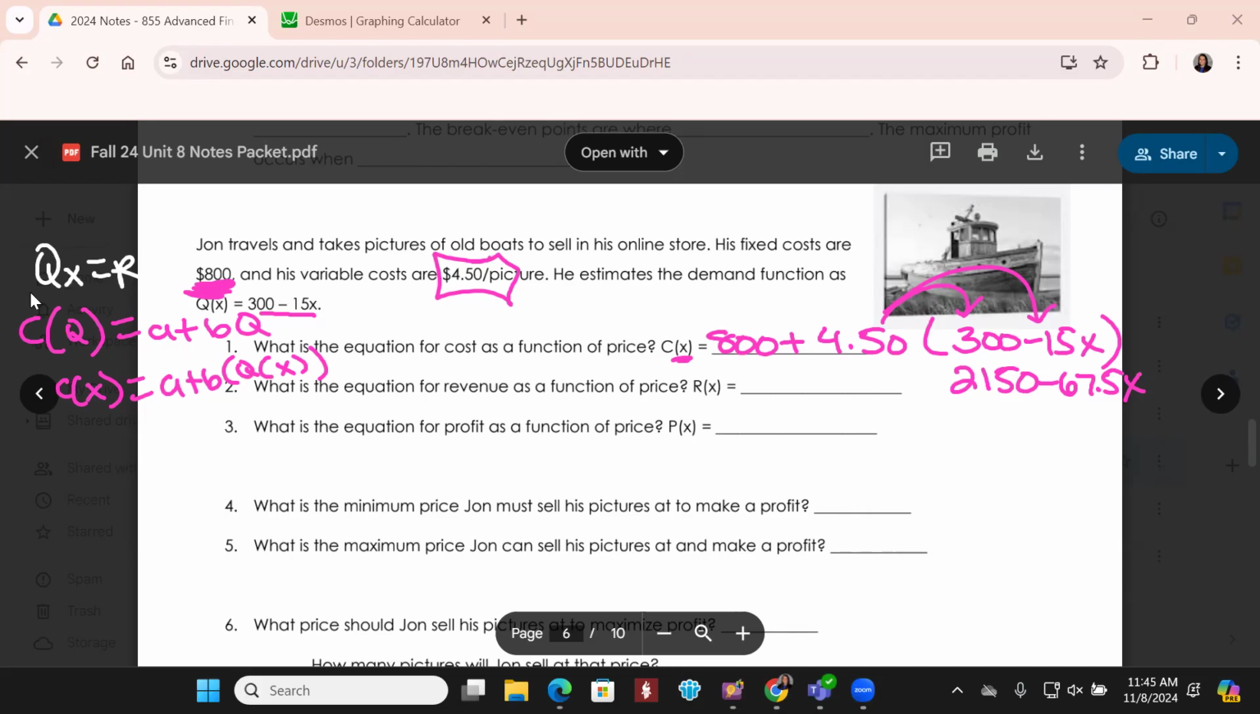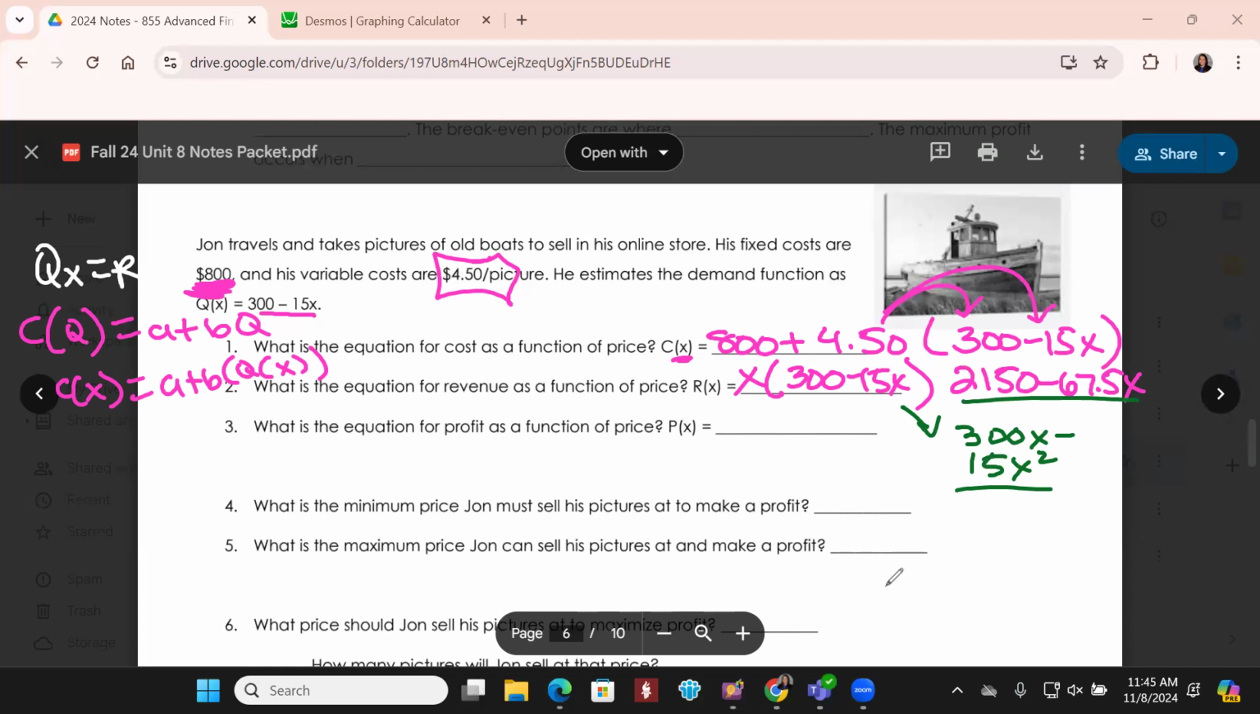So we're going to take our quantity, this equation, and multiply it times x. So x times 300 minus 15x. Again, we've got to make sure that we multiply this out. When we distribute that, we're going to get 300x minus 15x squared. So these are two separate equations, this guy and this guy, right?